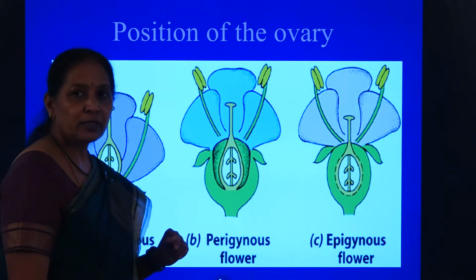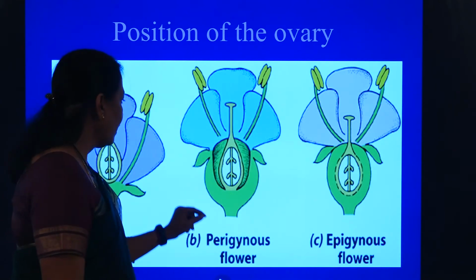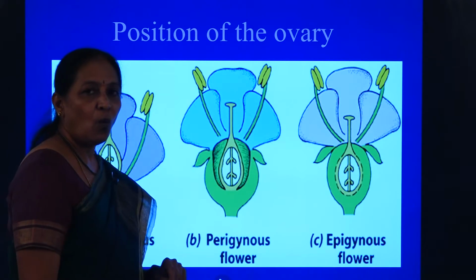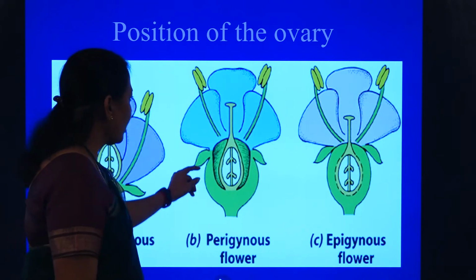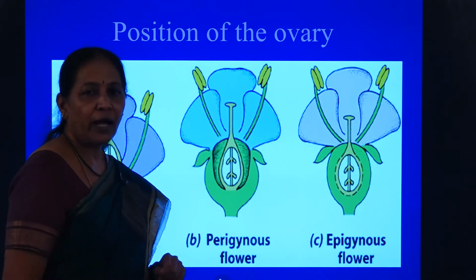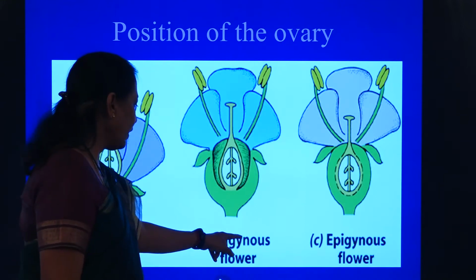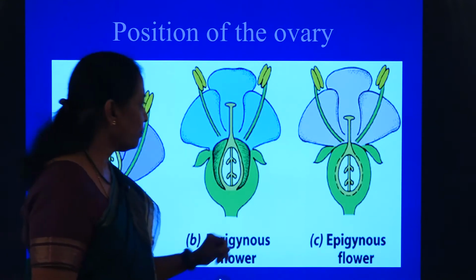Perigynous, that is, when we observe the perigynous flower, the calyx, corolla and androecium are attached to the ovary wall. So that is called a perigynous flower.